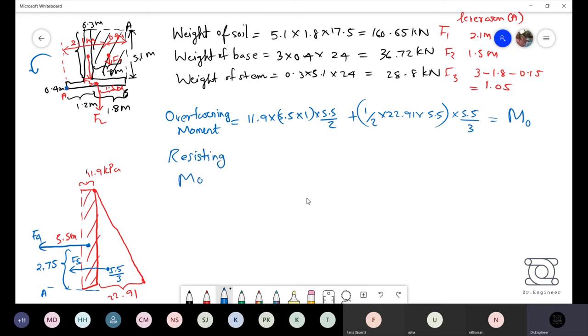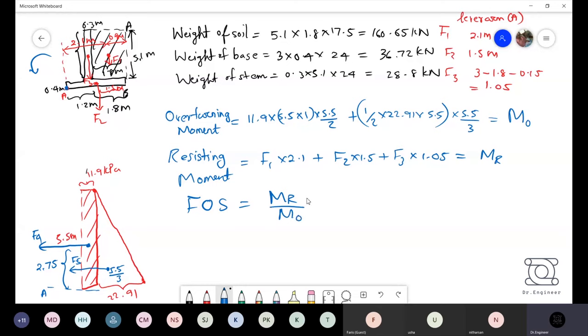So resisting moment, right, is given by F1 times 2.1 plus F2 times 1.5 plus F3 times 1.05. So this is MR, our resisting moment, right? So the factor of safety FOS is given by MR, our resisting moment, divided by M naught. This is your factor of safety, right? Fairly simple calculation, right?